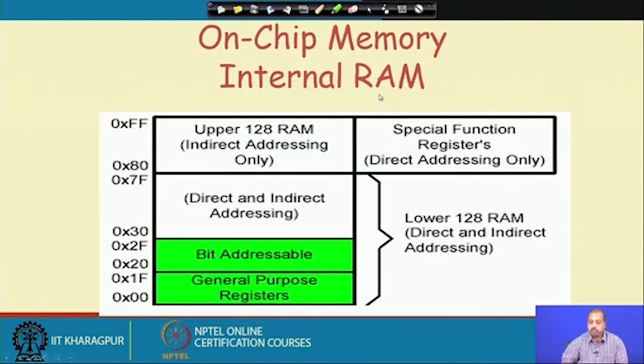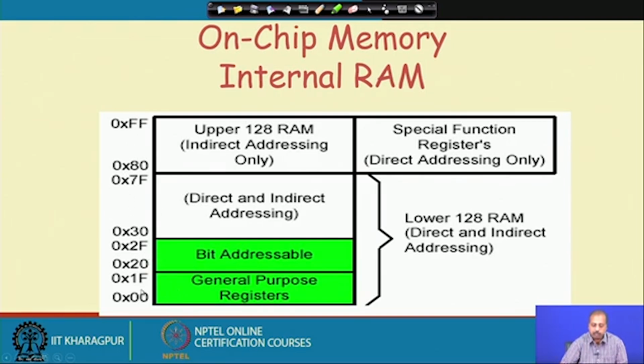So, if we look into this on-chip memory in more detail, in total we have got 256 bytes. Out of that, the first 128 bytes, that is 0 to 7F, will have some special features, and the remaining 80 to FF will have some other features.